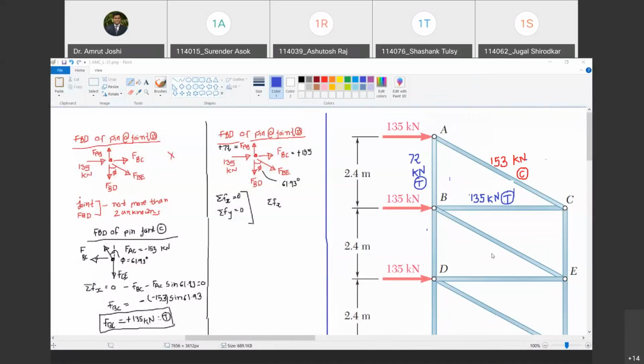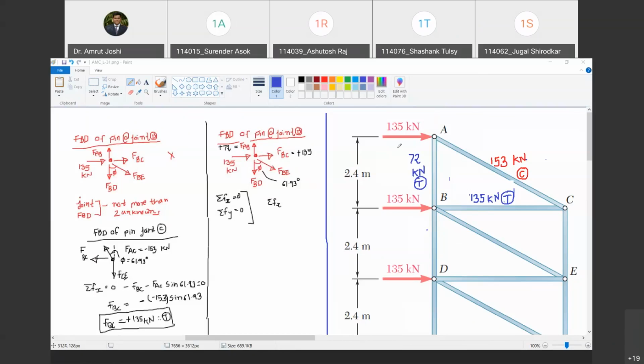In the last class, we were finding forces in all members of this truss, and we were successively drawing free body diagrams of pins at various heights. We also learned that we have to select that pin to draw the free body diagram in which there are only two unknowns, because we have only two equations of equilibrium for a free body diagram at a joint pin. I hope everyone remembers this. Now we will take this forward.